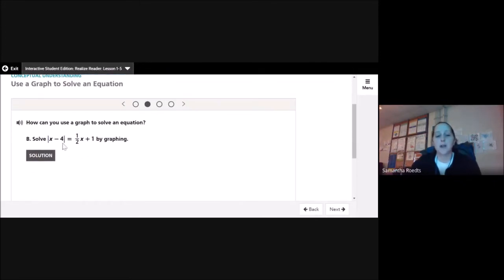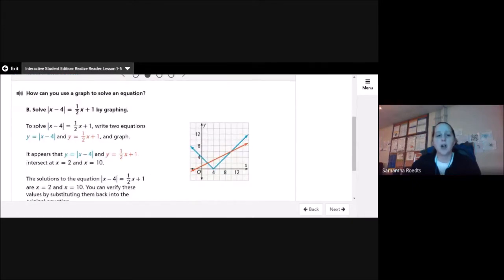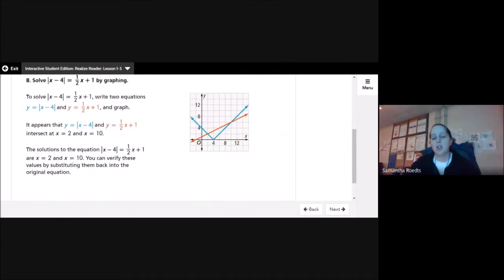Solve |x - 4| = 1/2x + 1 by graphing. To solve this, I write two equations: y = |x - 4|, the blue equation, and y = 1/2x + 1, the red line, and graph. It appears that they intersect at x = 2 and x = 10. The solutions to the equation |x - 4| = 1/2x + 1 are x = 2 and x = 10.